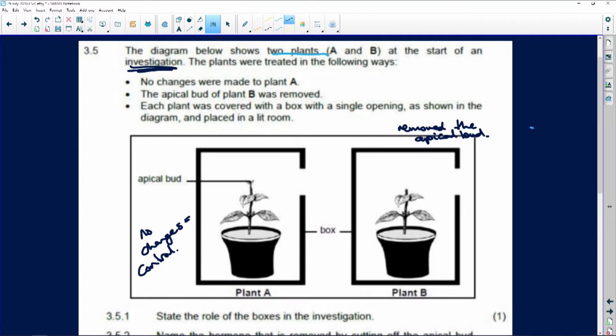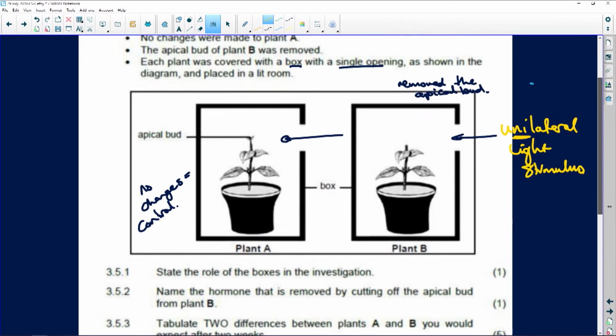Okay, and they tell us each plant was covered with a box with a single opening. And what does that tell us? That here we are going to have a unilateral light stimulus. And when there is a unilateral light stimulus, what's going to happen? The plant is going to respond.